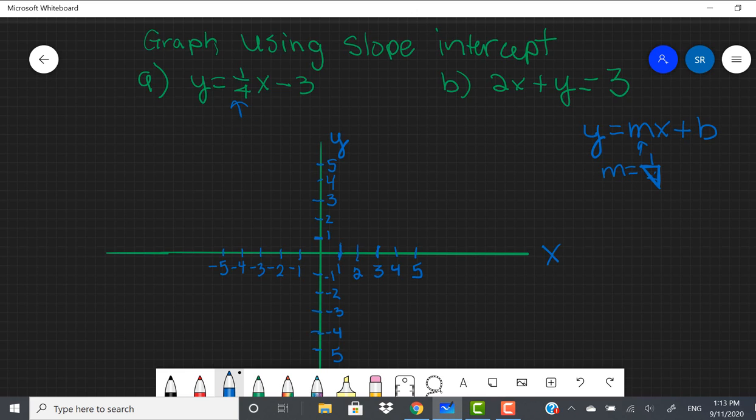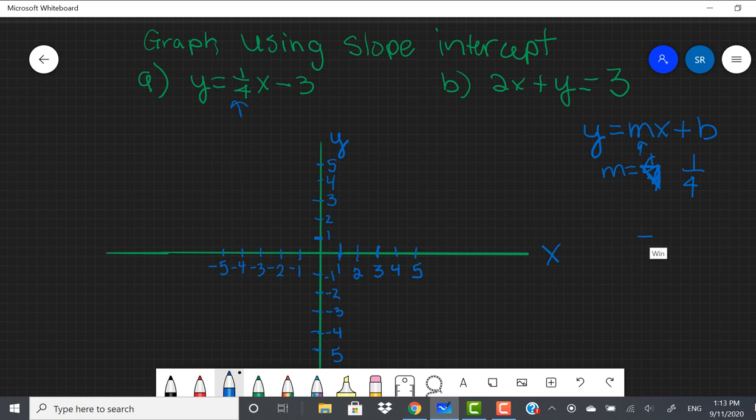I know my y-intercept is... wait, why did it do that with the triangle? It's 1/4. I think it was making a triangle out of my crazy 4 there, so just ignore that part. Anyway, we're going to go ahead with b.